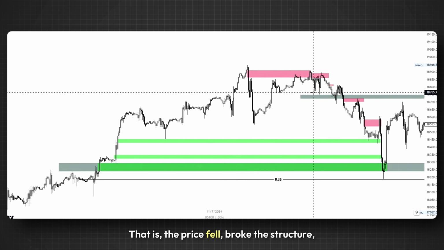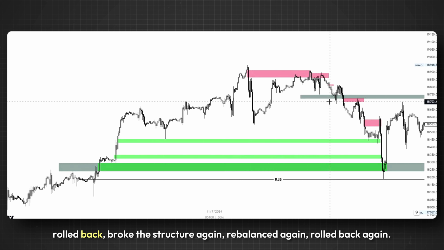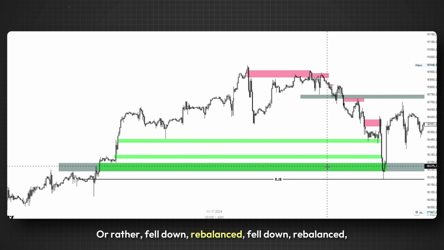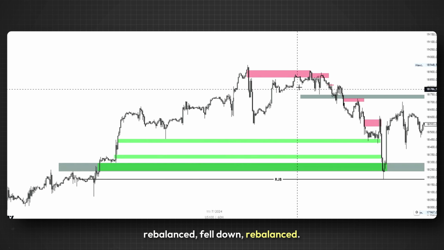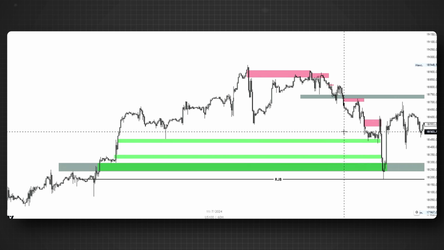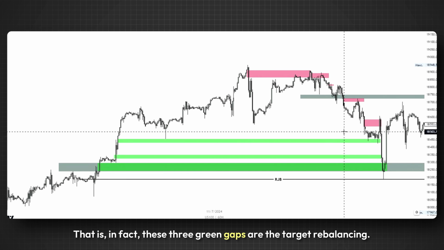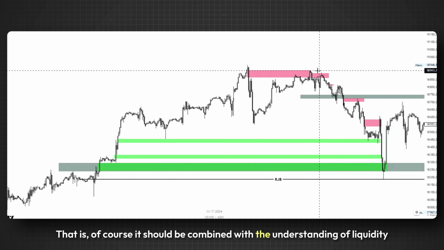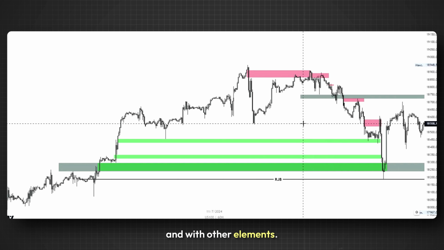That is, the price fell, broke the structure, rolled back, broke the structure again, rebalanced again, or rather, fell down, rebalanced, fell down, rebalanced, fell down, rebalanced. And I came here. That is, in fact, these three green gaps are the target rebalancing. That is, they act as a magnet. Of course, it should be combined with the understanding of liquidity and with other elements, but for now, we are gathering the essence piece by piece. And some gaps will be corrective.